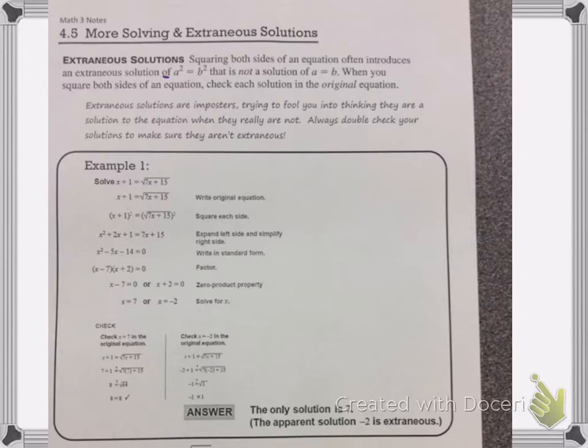And the reason that happens is because the solution to a squared equals b squared is not always the solution of a equals b. So when you square both sides of an equation, check each solution in the original equation. Again, just to reiterate, extraneous solutions are imposters. They're trying to fool you into thinking they're a correct answer when they're not. Always double check your solutions to make sure they're not extraneous.